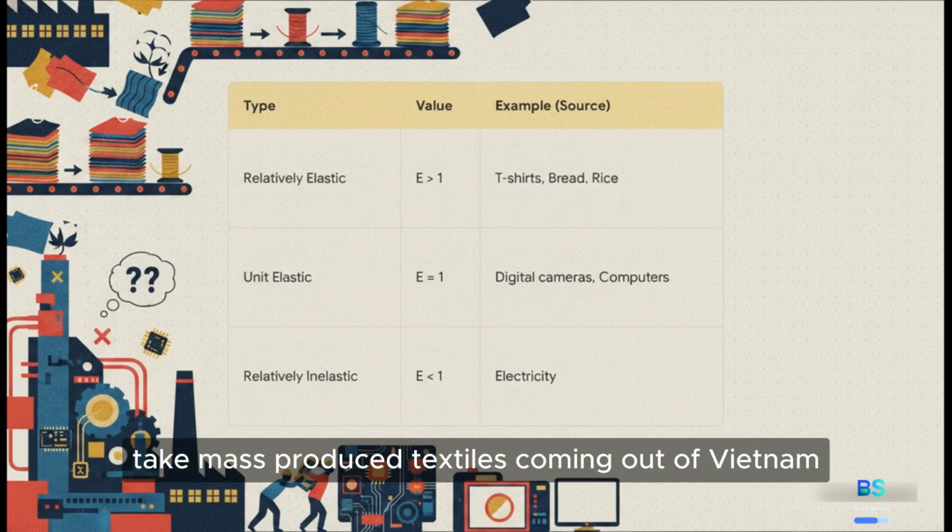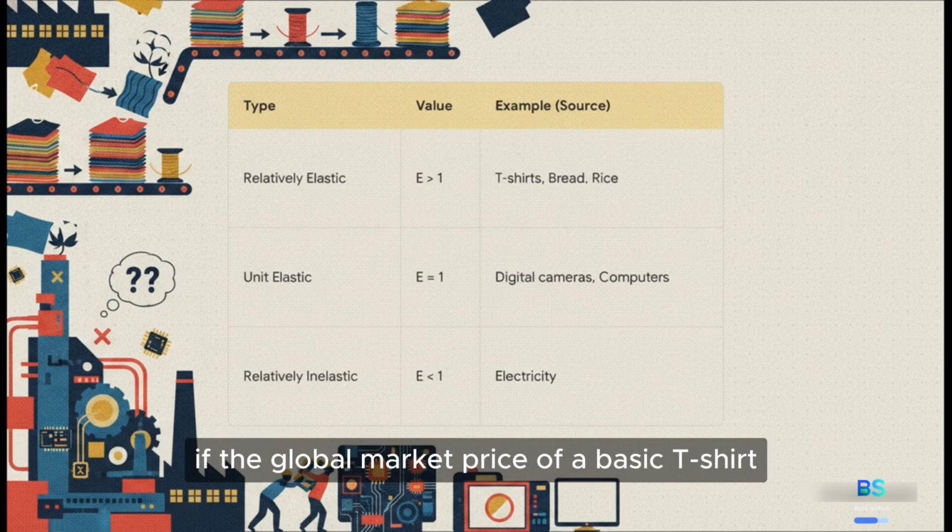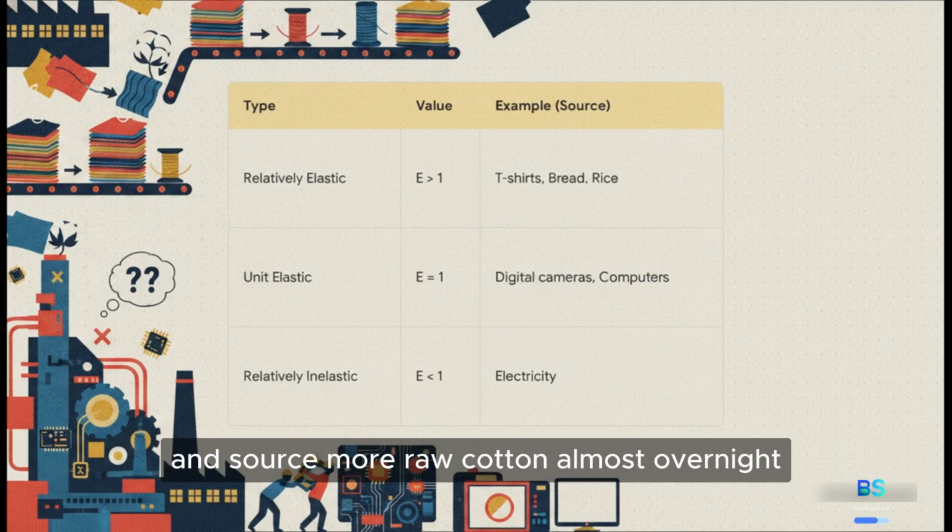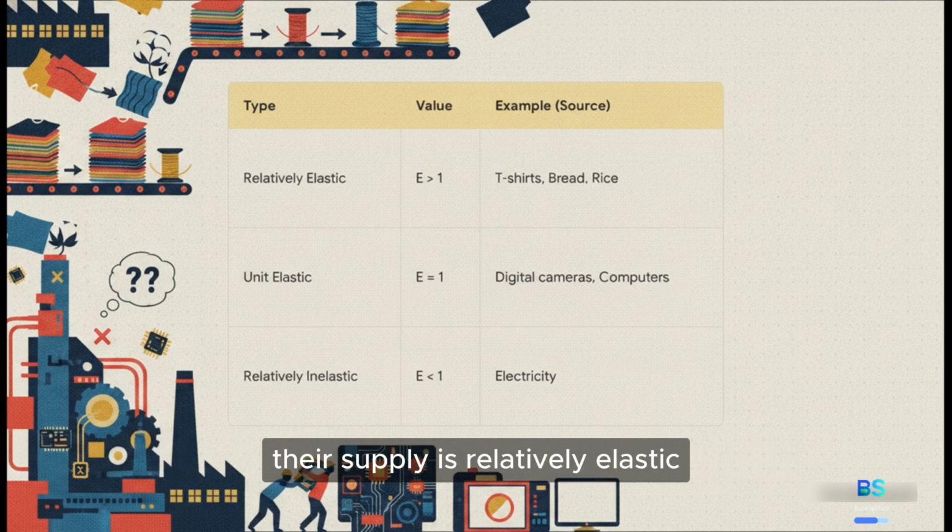Let's ground this with some real-world stuff. Take mass-produced textiles coming out of Vietnam. If the global market price of a basic t-shirt suddenly jumps, those factories can just flip a switch, add a night shift, and source more raw cotton almost overnight. Their supply is relatively elastic. E is greater than 1.